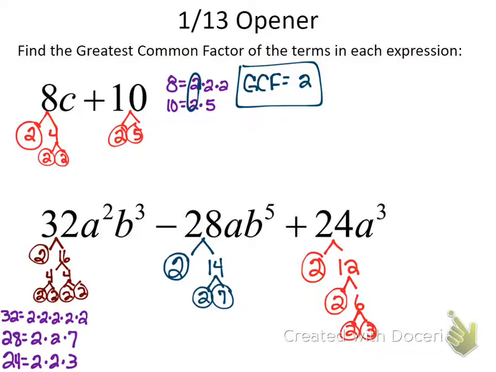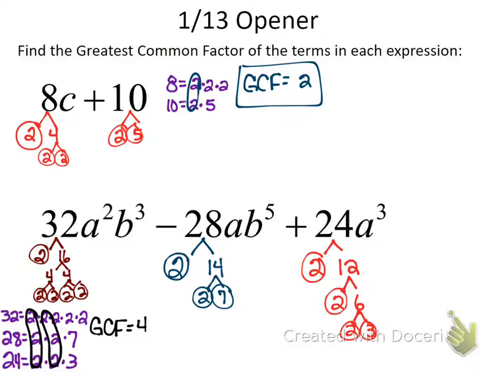So from here, I circle what they have in common. So what do they all have in common? 2s. A 2. Okay. Anything else? 2. Another group of 2s. So then the greatest common factor will be what? 2 times 2, which equals?